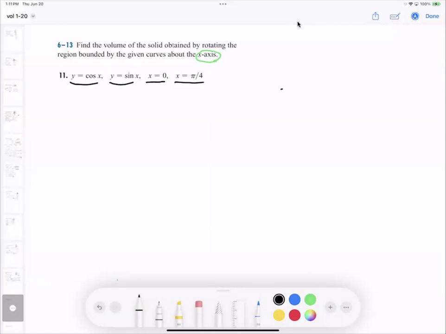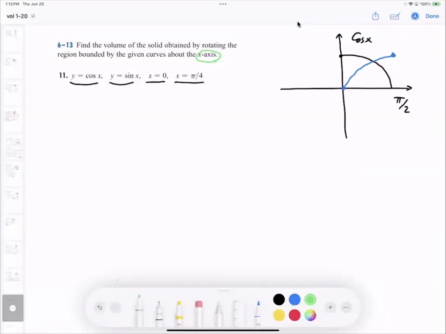Let's take a look at our sine function and cosine function. x is bounded between 0 and pi over 4. The cosine function at 0 is equal to 1, and then it hits the x-axis at pi over 2, right? Here we go. This is the behavior of the cosine function. So let's write it down, cosine of x. What about sine? Sine at 0 is equal to 0, and it is 1 when x is pi over 2.